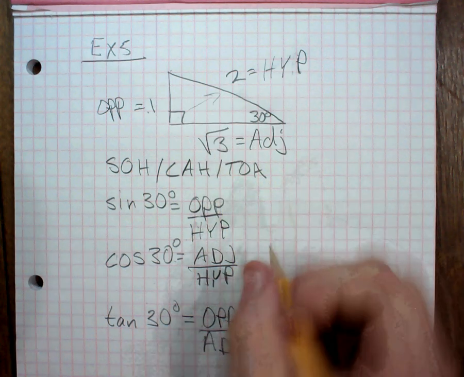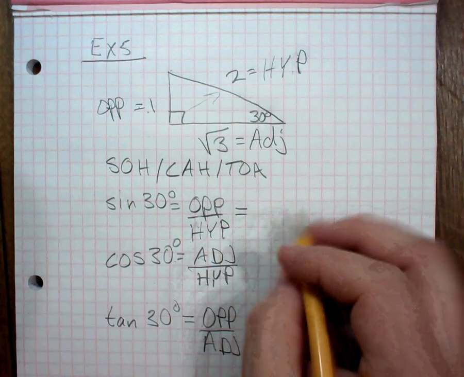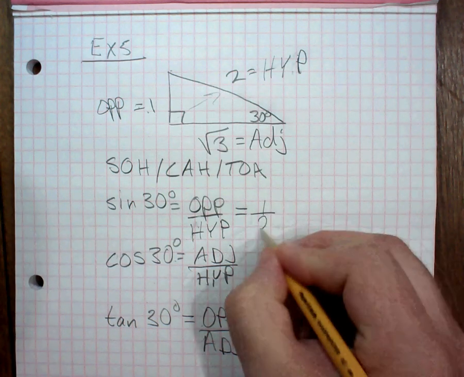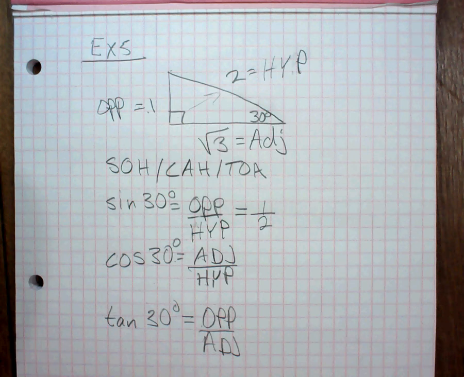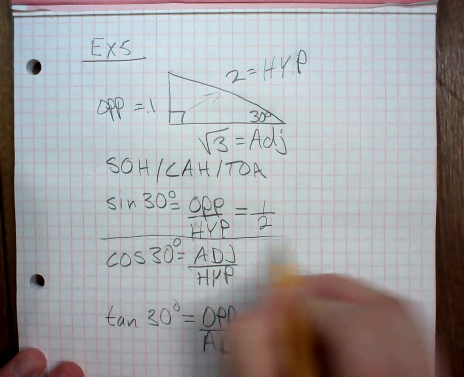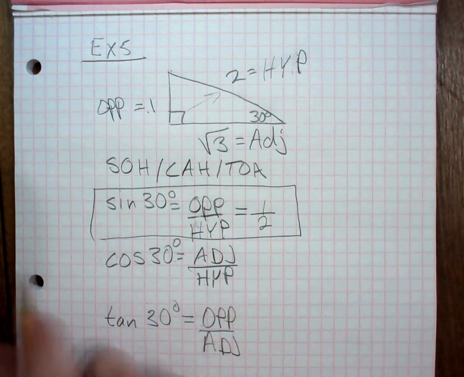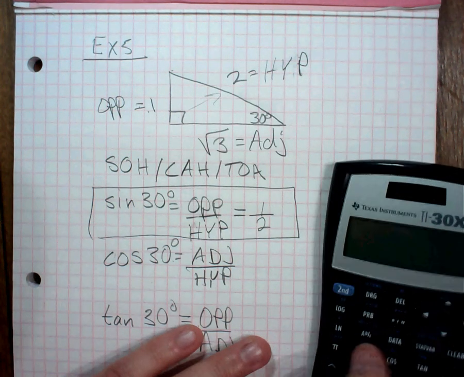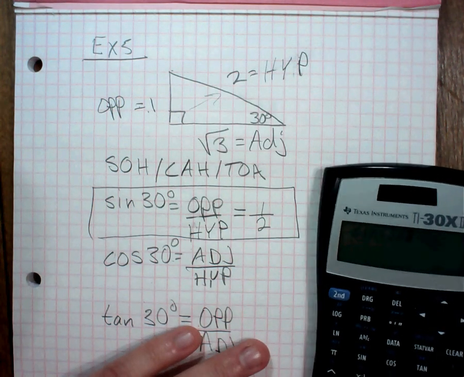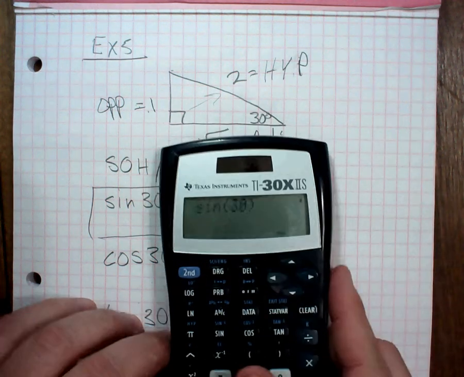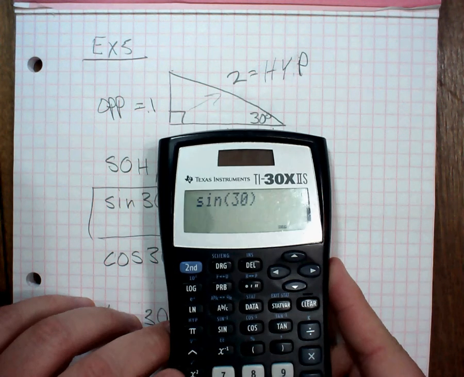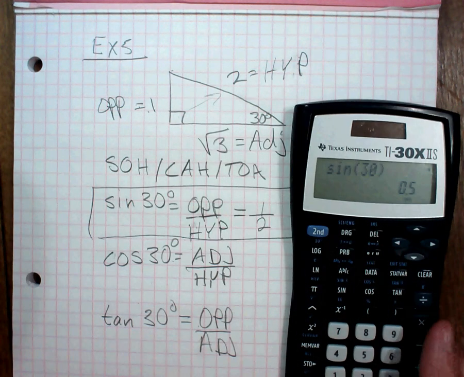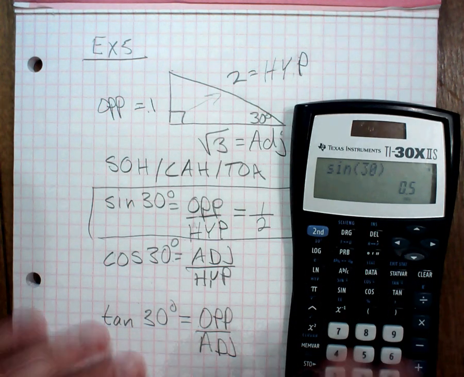So for sine of 30 degrees, I'm going to have the opposite, which is just 1, over the hypotenuse, which is 2. Well, that was pretty easy. So sine of 30 degrees is just 1/2. And we could verify this with our calculator at any time. If I just hit sine of 30 degrees, I get 0.5, which is the same as 1/2. Okay? So sine of 30 degrees is 1/2.